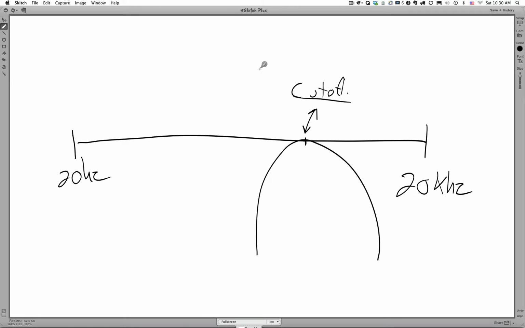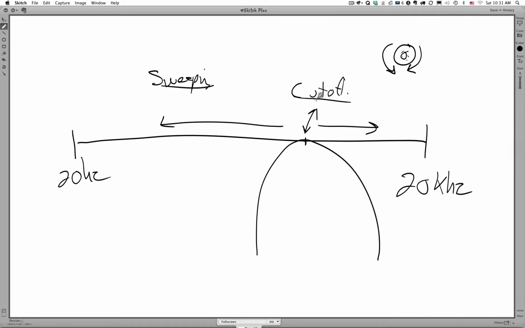Nearly all synthesizers have the ability to control the cutoff frequency. So they'll give you a knob that you can turn either to the right or to the left, like that. And as you turn it one way or the other, it is moving this cutoff frequency either to the left or to the right, and creating what we call a sweep, or sweeping the cutoff frequency. So as you turn the cutoff frequency knob on your synthesizer, it's going to move this cutoff frequency point to the left or to the right.